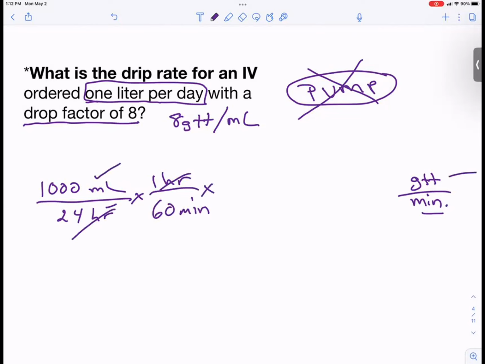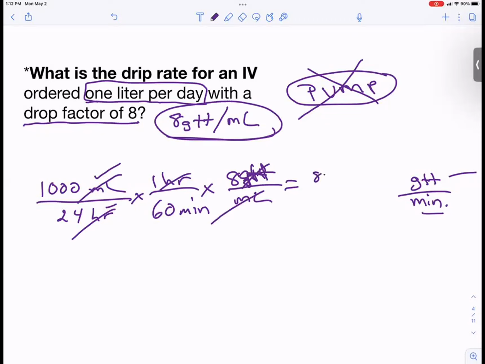So now it's just math. So 1,000 times 8 is 8,000. And 60 times 24 is 1440. When I divide 1440 into 8,000, it gives me 5.55. I can't split a drop, so I have to round up to a whole number when it comes to drops. And this would give me 6 drops per minute.